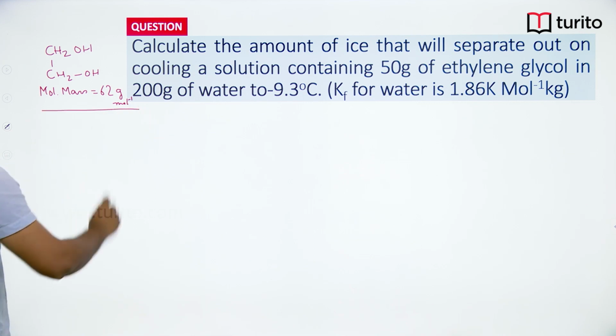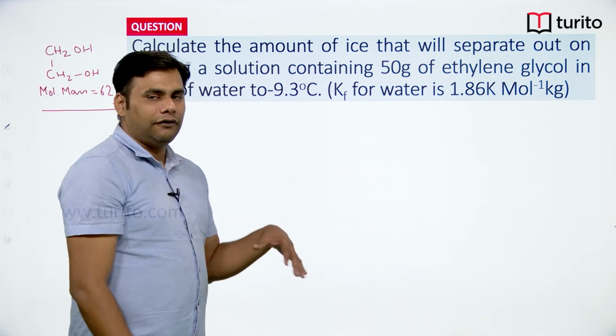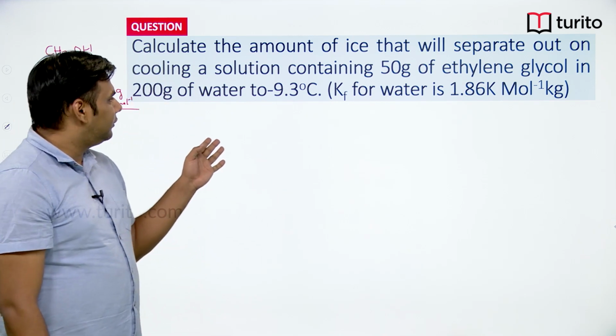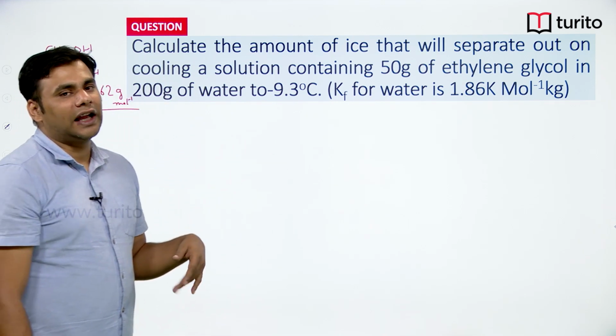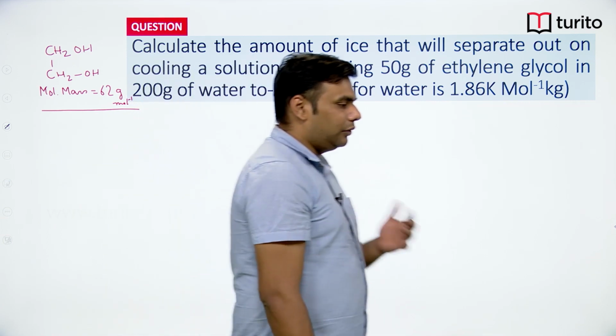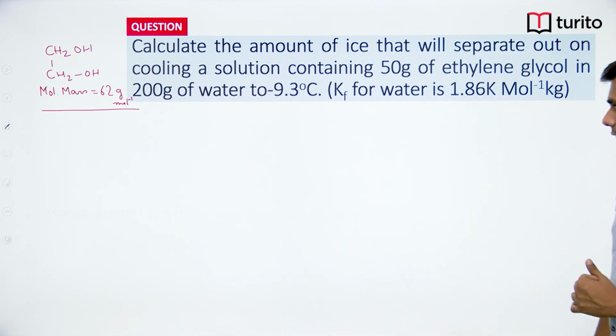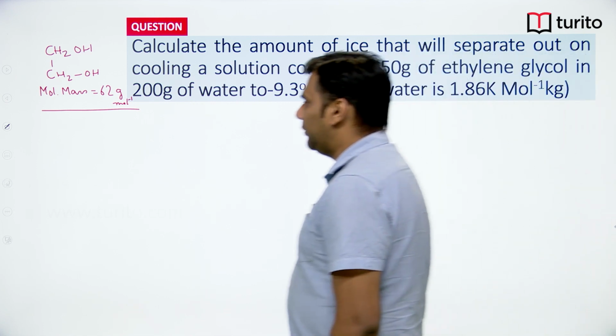This says that we have dissolved 50 gram of ethylene glycol in water and we have lowered the temperature to minus 9.3 degrees Celsius, and the question is asking what will be the mass of ice that will separate out. Okay, so Kf data has been given to us.